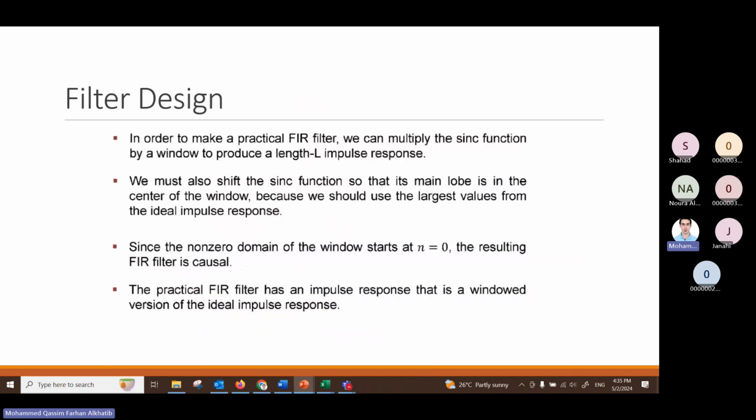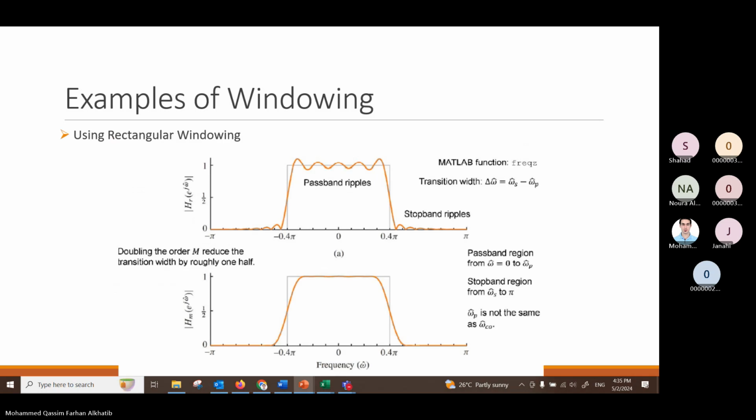All right, filter design. In order to make a practical design for a filter, we can multiply the sinc function by a window to produce the impulse response. So there is a process called windowing. I'm not going to go into details here. Basically, it says that you cannot have an ideal filter like that. It's impossible. So what you do is you have something close to that rectangle, because here it is very sharp and you need an infinite order filter to make that. And that's not causal, so you will have an issue there. It's not practical to have a filter like that.